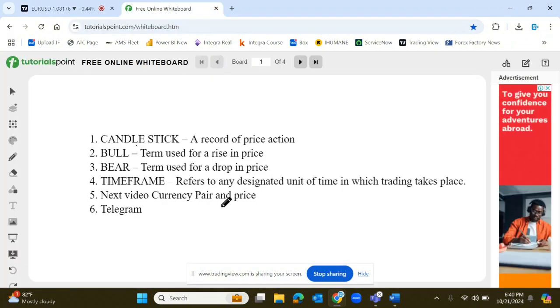So in our next video, we are going to be discussing currency pairs. Okay, so this is it. We are going to be discussing currency pairs. We will look at what price means in Forex, so that these are also the basic things that you need to understand as a beginner.